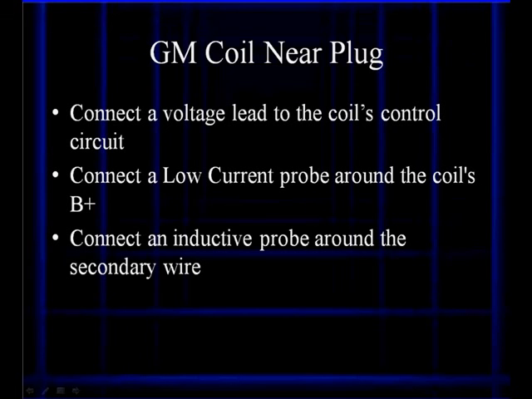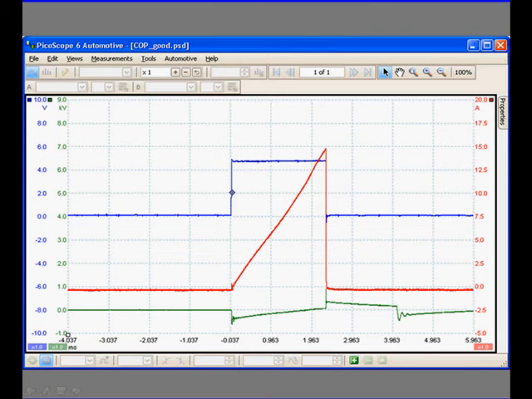And then the faster the wheel goes, the more events you can see without any dropping out. GM's coil near plug is kind of a unique ignition system, so you can connect a voltage lead to the coil's control circuit. You can connect a low current probe around the coil's B+, and you can also use a third channel if you have it for an inductive probe around the secondary wire, and you're going to get this waveform.